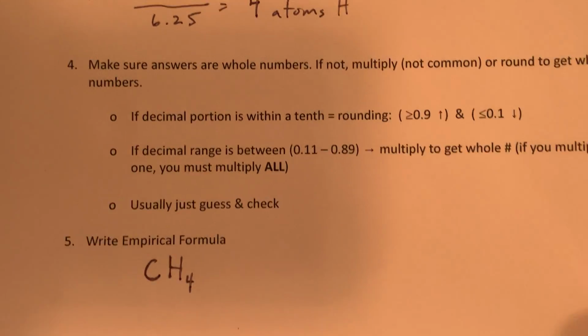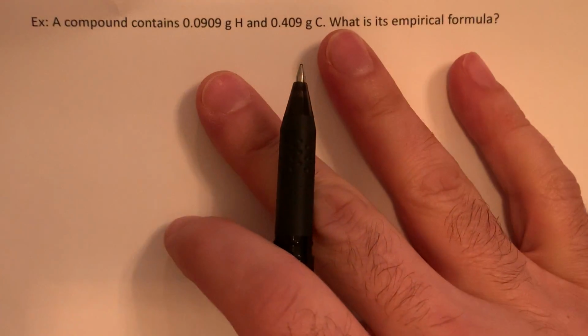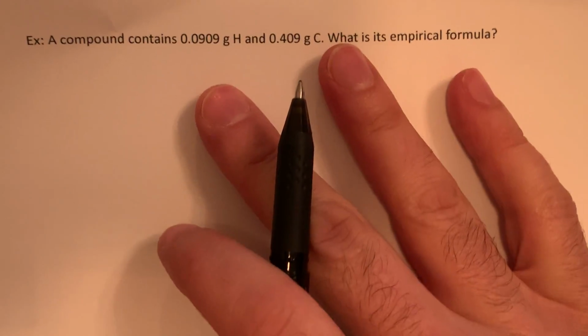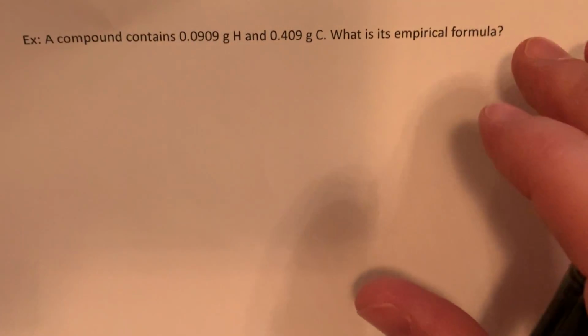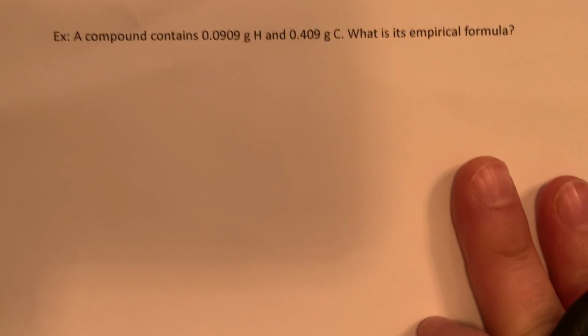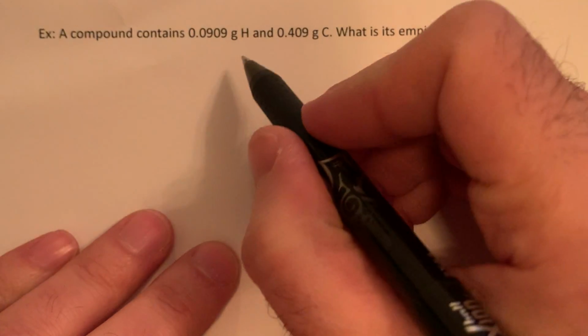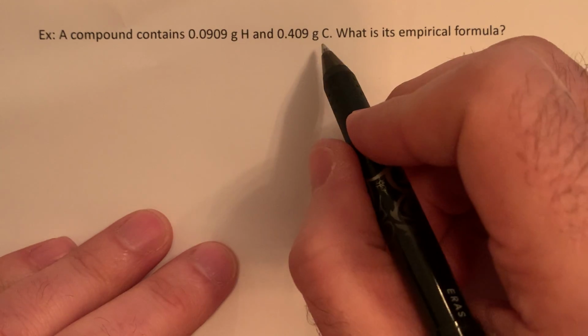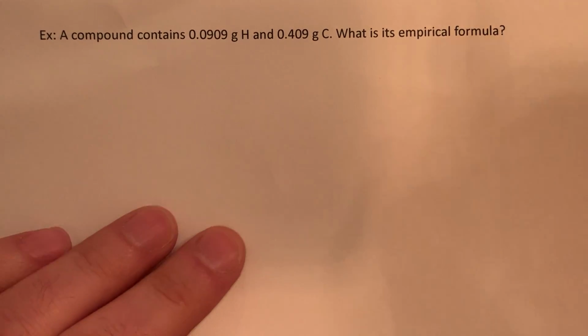Okay, all right. Let's walk through another example to get a little more practice here. So on the second page of our notes, I have another example. A compound contains 0.0909 grams of hydrogen and 0.409 grams of carbon. What is its empirical formula?